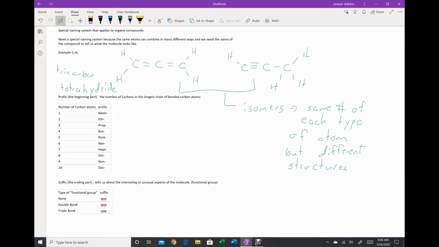The first thing is we're going to use one of these prefixes to tell us how many carbons are in the chain. So one is going to be meth, two eth, three prop. You can read the chart there. But that tells us the number of carbons. So if you see up here, we've got two examples that both have three carbons. So these two examples would both have the prefix prop. If I say had C-C-C-C, and these chains can go on, I mean, basically as long as you can imagine.